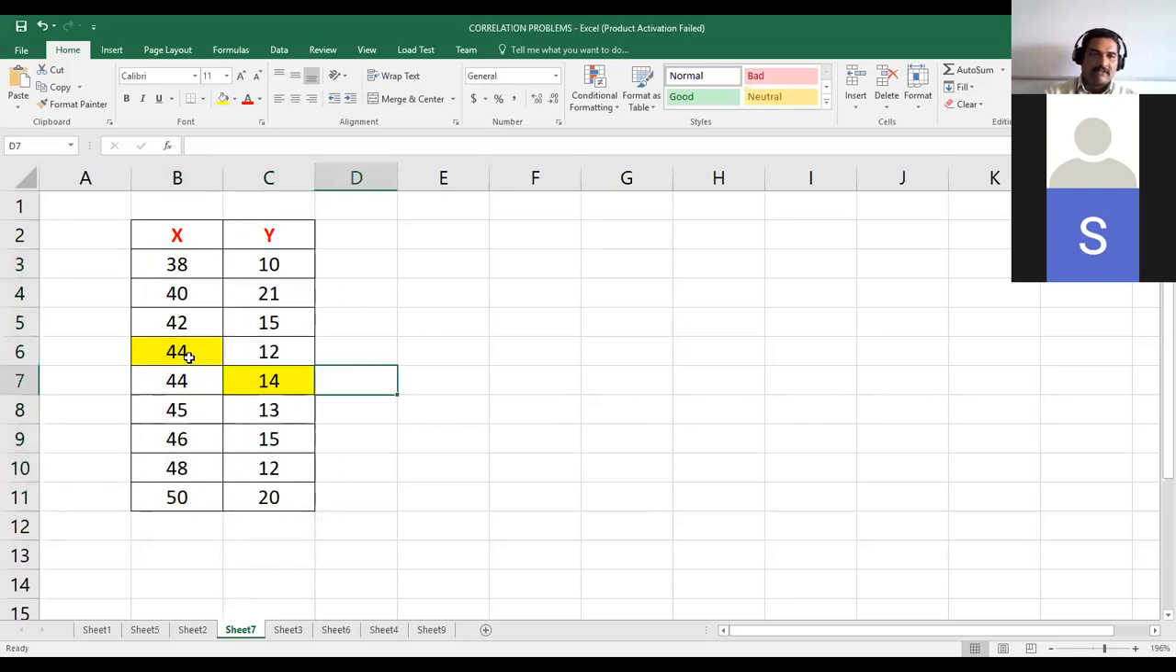Okay. So now we have taken 44 and 14. Now we have to find dx, dy, dx square, dy square, and dx into dy. Okay. So all those we have to find out. I'll just move it down. We are going to find out these terms. Okay.